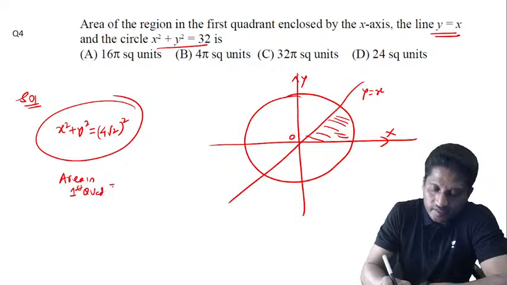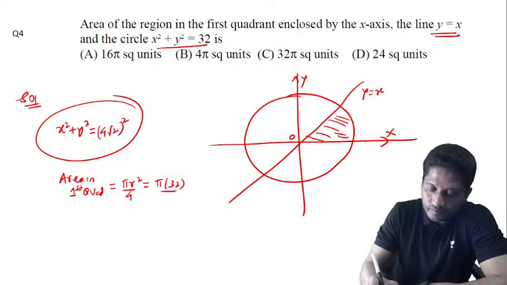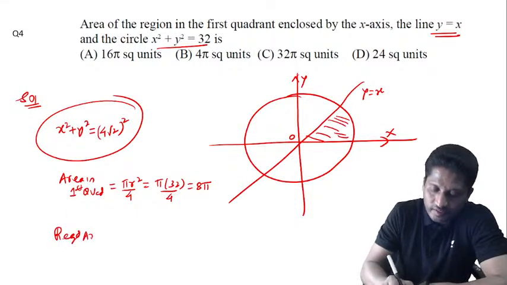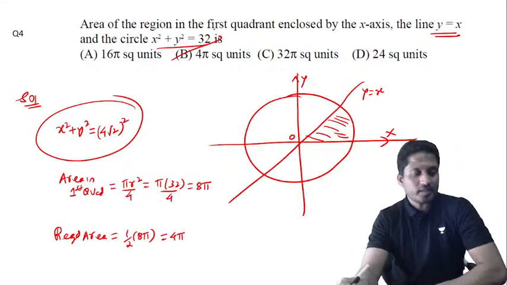Area in the first quadrant is equal to pi r square by 4, right? Pi into r square is 32 by 4, which is equal to 8 pi. So required area is equal to half of area in the first quadrant, that is half of 8 pi, which is equal to 4 pi. Answer is option B.